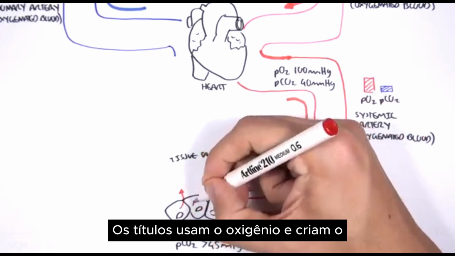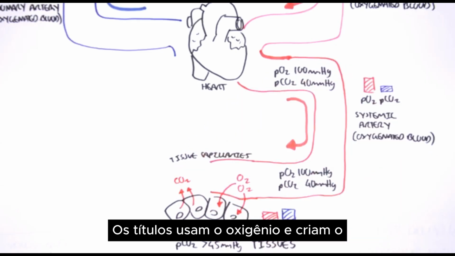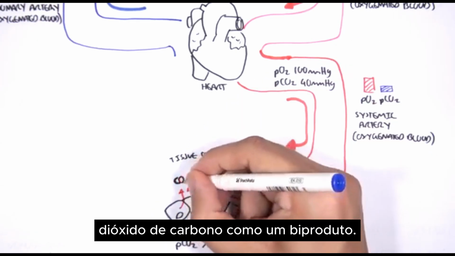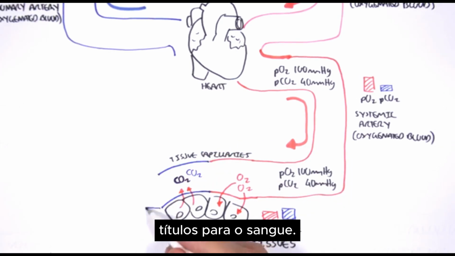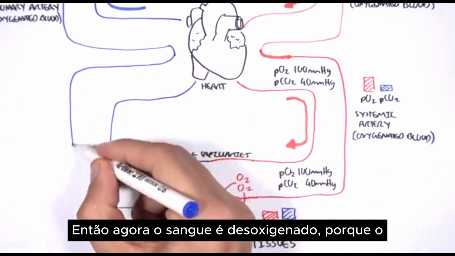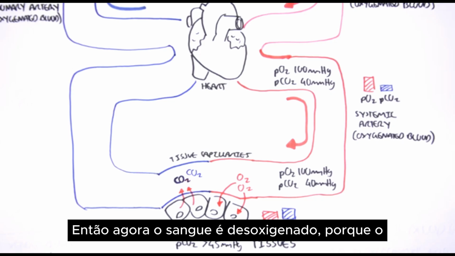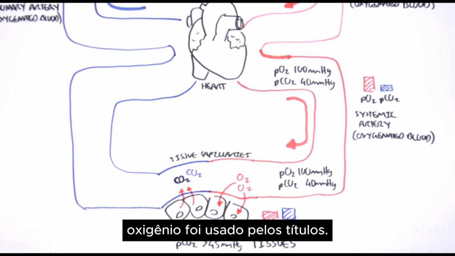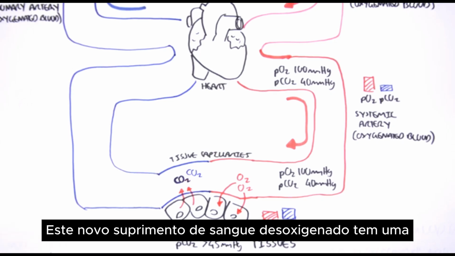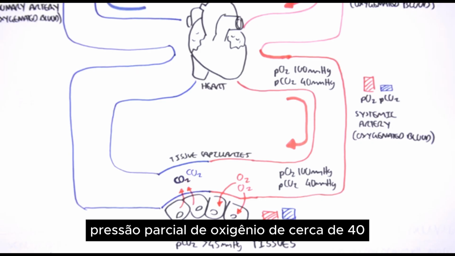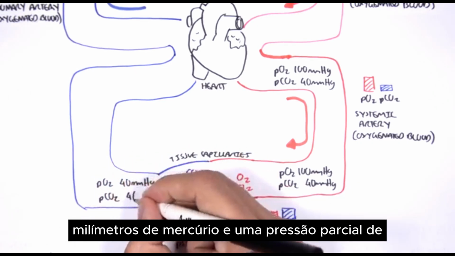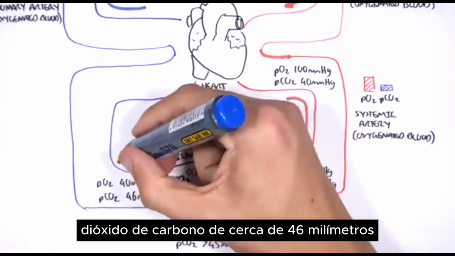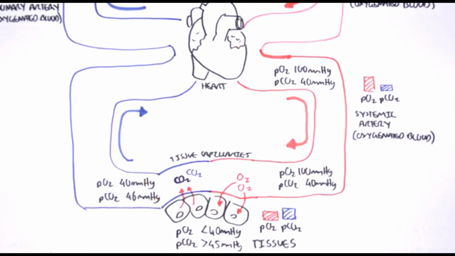The tissues will use the oxygen and create carbon dioxide as a byproduct. And then the carbon dioxide will move from the tissues into the blood. So now the blood is deoxygenated because the oxygen has been used by the tissues. This new deoxygenated blood supply has a partial pressure of oxygen of about 40 millimeters mercury and a partial pressure of carbon dioxide of about 46 millimeters mercury.